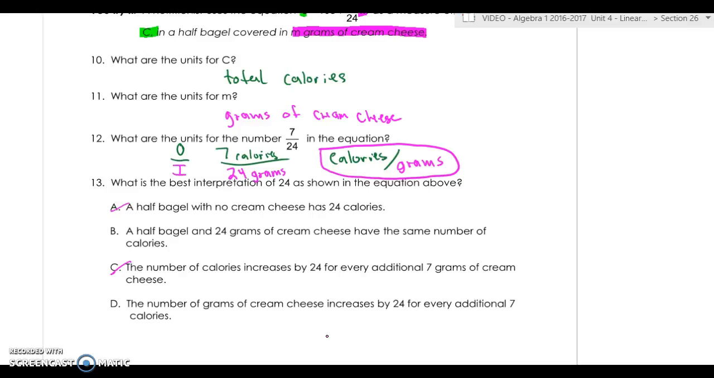B says a half bagel and 24 grams of cream cheese have the same number of calories. I'm not seeing anywhere in that question that I can determine if that's true or false, so I'm kind of leaning away from that one. Let's make sure that D makes sense first, though.